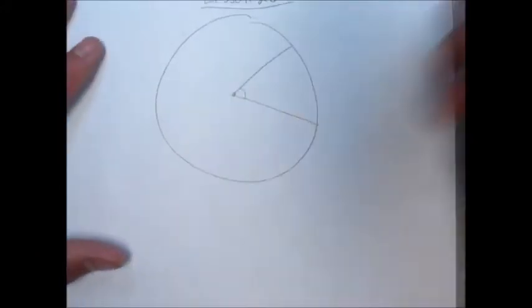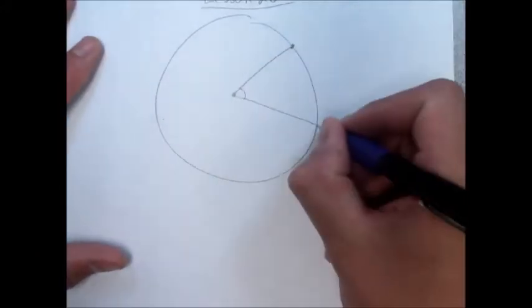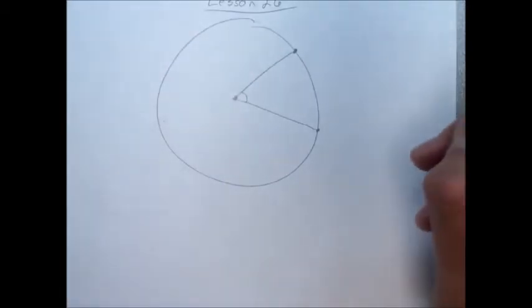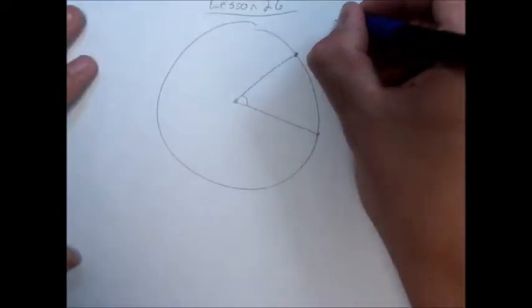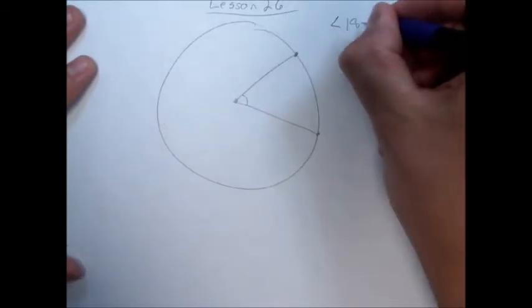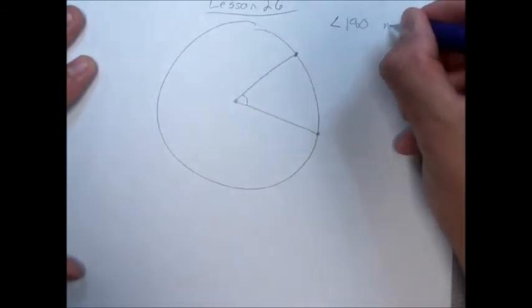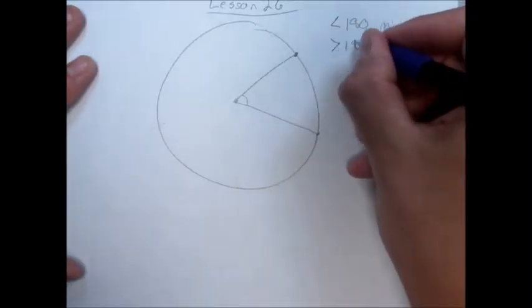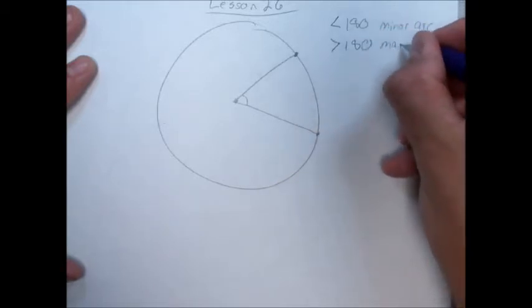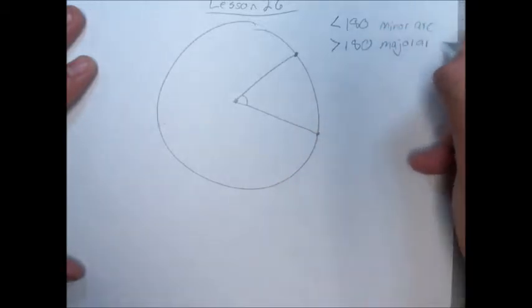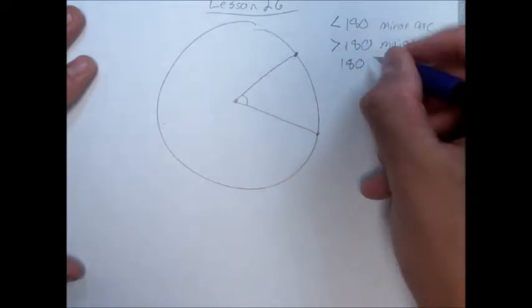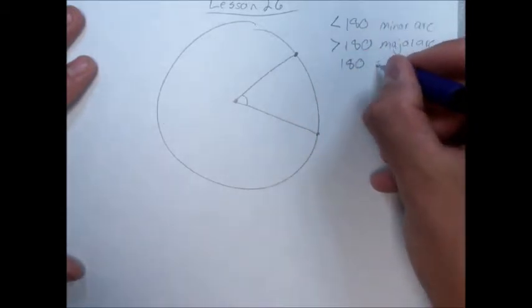The arc that it creates, this point to this point along the circle, is called an arc. If it is less than 180, it is called a minor arc. If it is greater than 180, it is called a major arc. If it is 180, it is called a semicircle. It just means a half circle.